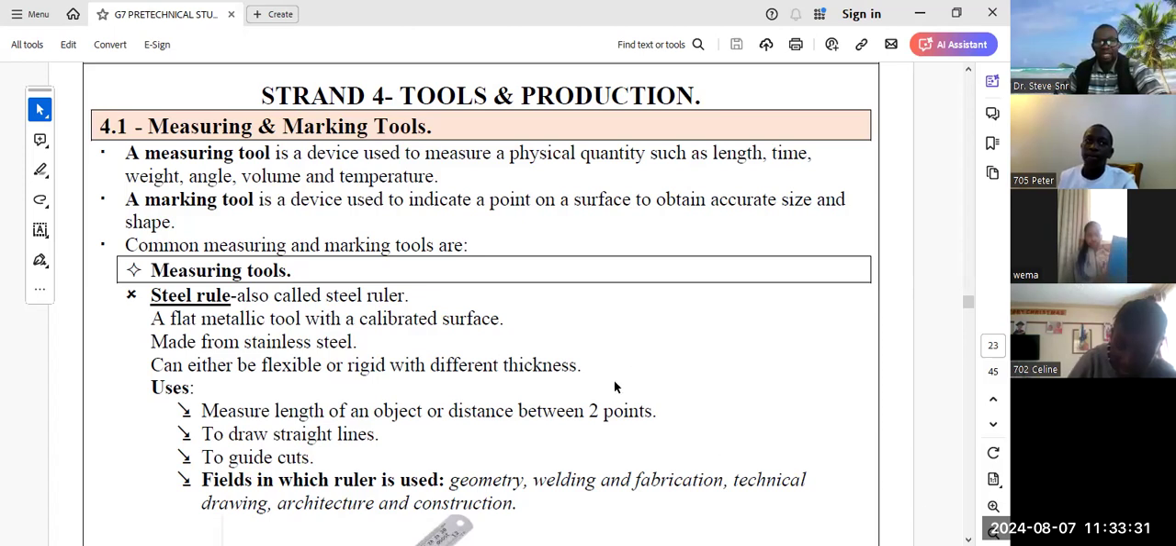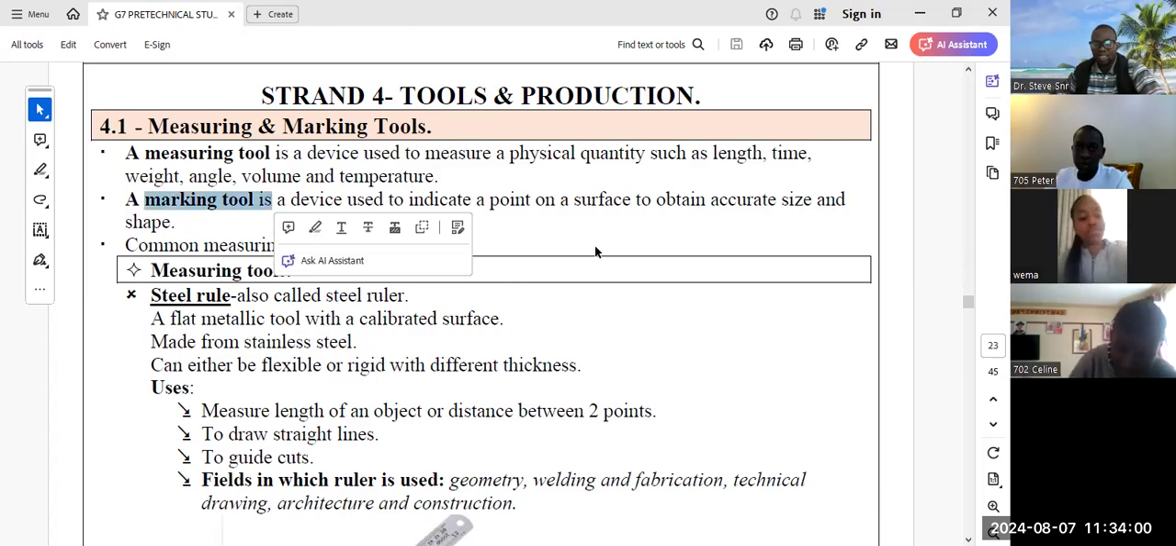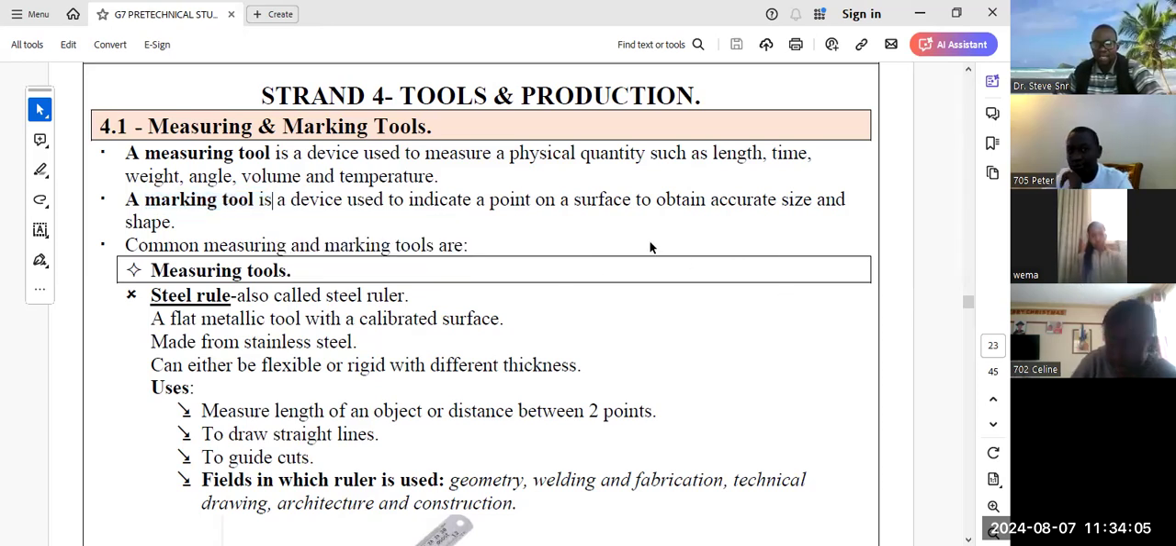When you are defining measuring tools and marking tools, these are the two broad categories in tools and production. We only have two types of tools. We have the measuring ones, which are used to measure physical quantity. You can measure length, time, weight, angles, volume, and temperature. We refer to them as measuring tools. Then we have the marking tools. These are used to indicate a point on a surface to obtain accurate size.